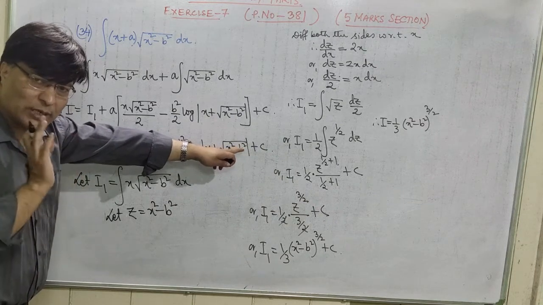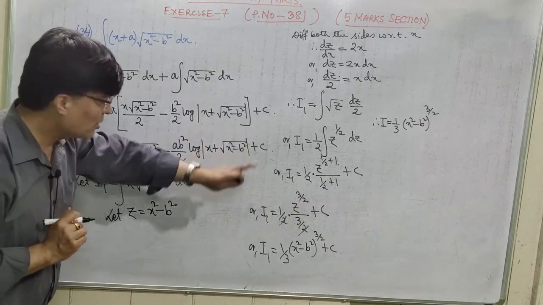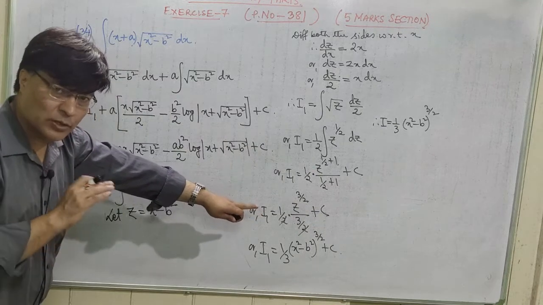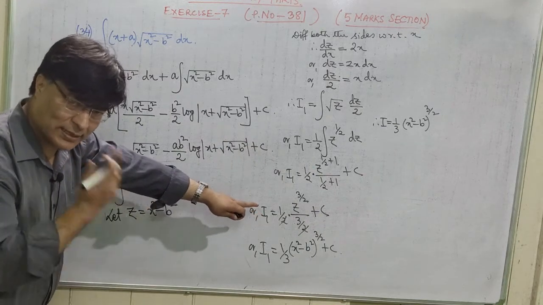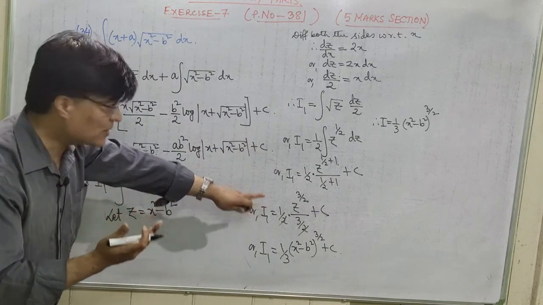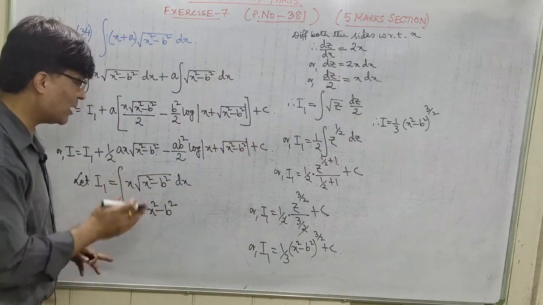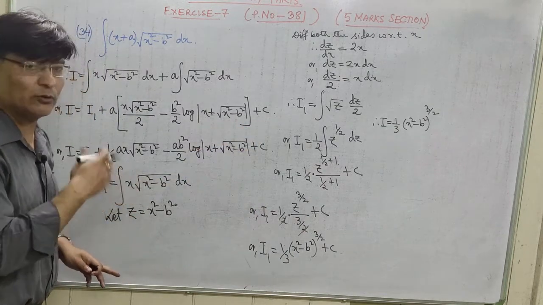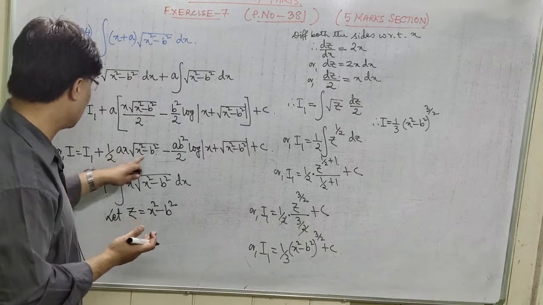So you have to write only one c. Okay, so don't write down this c here. So we can write down plus c at the end of the answer, right? So let us write the value for I1 as 1/3 (x square minus b square) whole to the power 3 by 2 only. Then what is there?